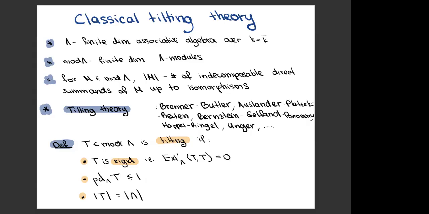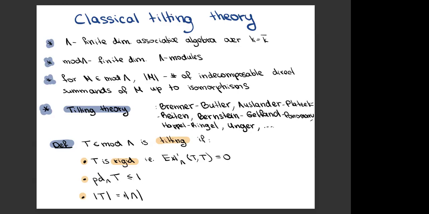So a module T in mod lambda is said to be tilting if the following three conditions are satisfied. First, T is said to be rigid. What I mean by this is that it should have null self-extensions. Second, the projective dimension of T over lambda has to be at most 1. This is quite a strong condition, right? If you start with an arbitrary algebra lambda, projective dimensions of modules can be quite large, even infinity, and so on. So this is quite a strong condition.